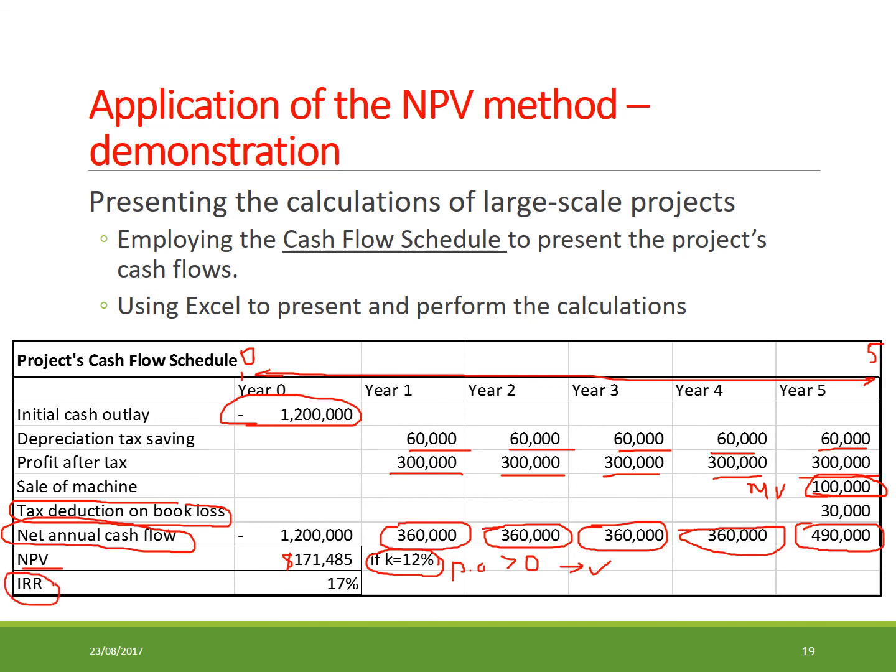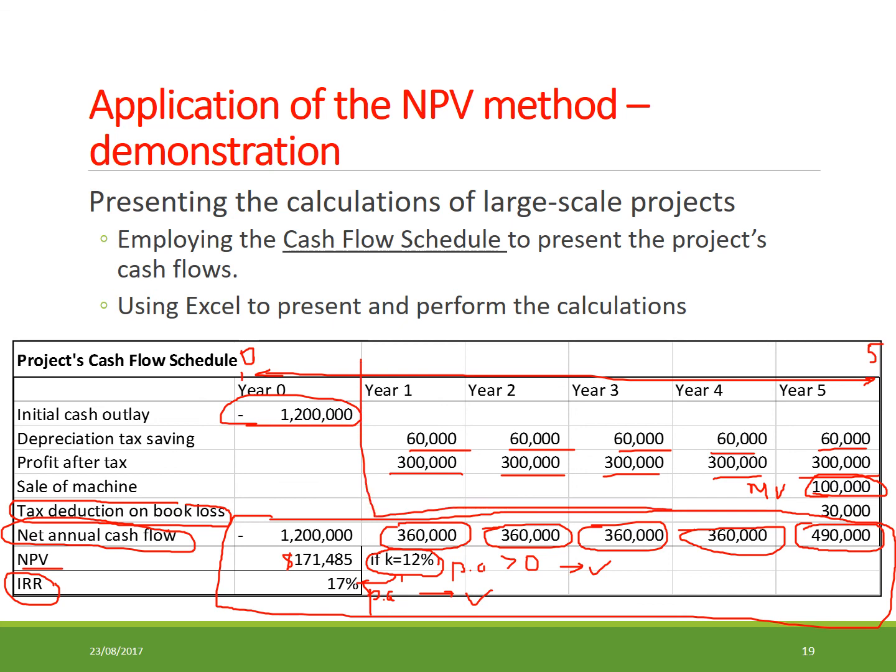Similarly, our IRR, or the internal rate of return, is 17%. If we compare that with the required rate of return from the shareholders, the internal rate of return of the project is higher than the required rate of return, so we once again accept the project. Last week we only looked at how to use the NPV method or the IRR method to evaluate a certain project. This week we look at how to estimate the cash flows.